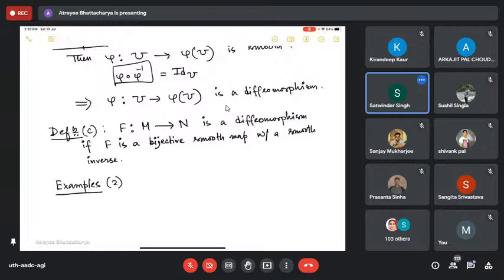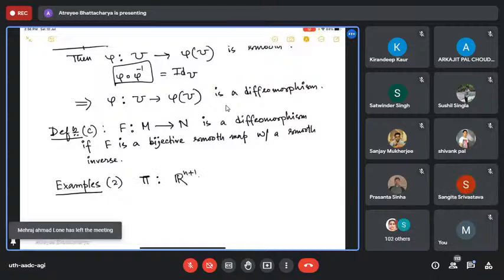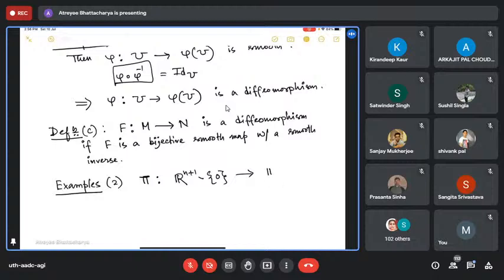Okay, fine. So now let us see some more examples. We saw some projection maps, right, which we defined in the context of the projective space. What was the projective space? The real projective space consisted of all straight lines in R^(n+1) passing through the origin. And what was the projection map?